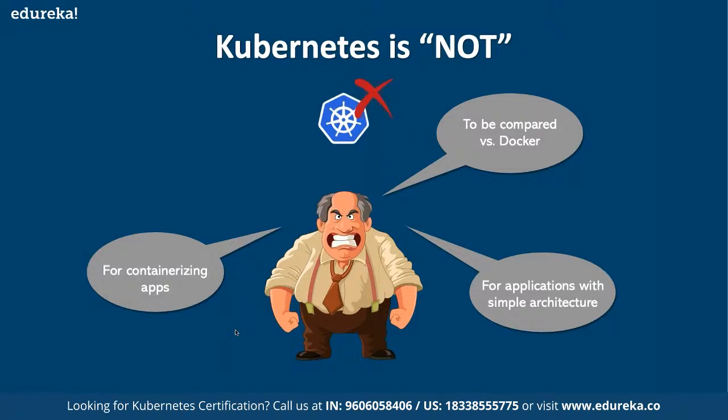So what Kubernetes is not: it is not meant to be compared with Docker, because Kubernetes allows us to manage Docker containers. So there's no point in comparing Docker with Kubernetes. Docker is a tool for containerization. We don't create containers by using Kubernetes; we allow Kubernetes to manage containers deployed on top of Docker. It is also not for applications with simple architecture. If we have a simple architecture, we don't bother thinking about Kubernetes. Then we can use a small-scale infrastructure management tool like Swarm, offered by Docker itself.